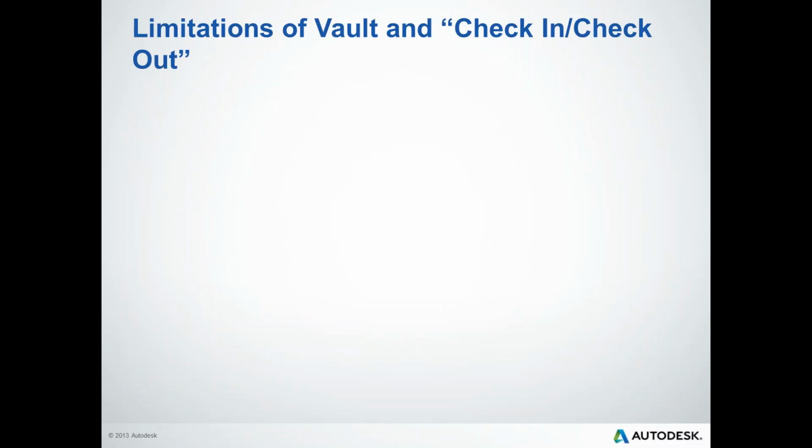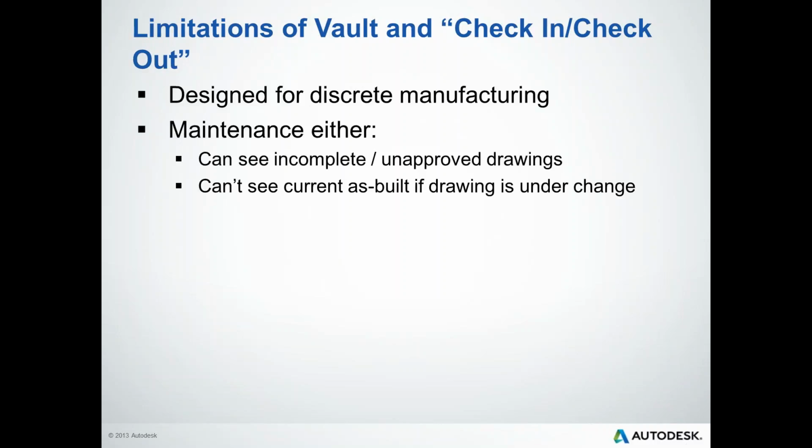Of course, Vault out of the box is based on a check-in, check-out functionality, which is great in a lot of cases and for a lot of industries. But in these types of industries, and maybe some in cases in discrete manufacturing, there are some serious limitations in that, well, the check-in, check-out is largely designed for discrete manufacturing. With the check-in, check-out system in Vault, for instance, we're talking about maintenance or shop floor people, or even sales, customer service, anyone who's read-only.